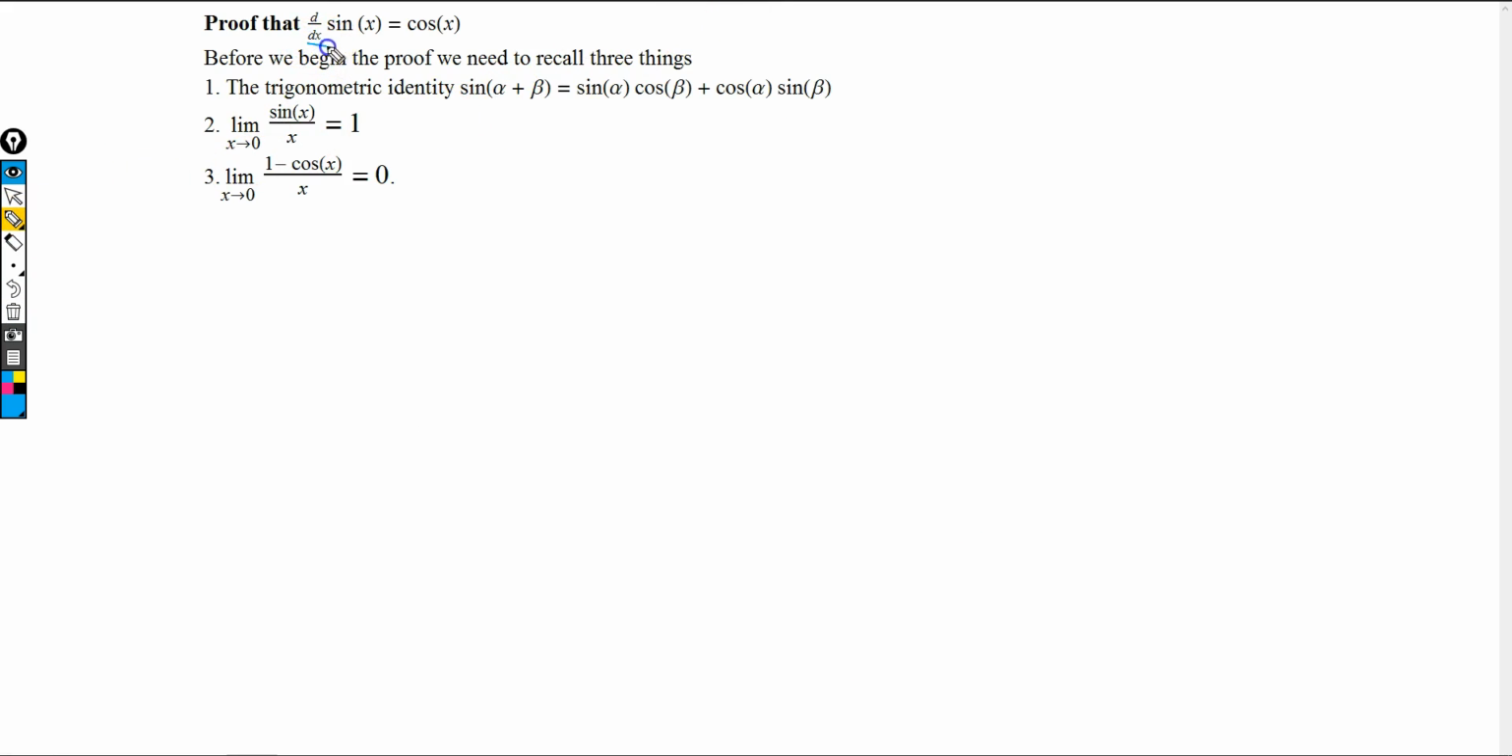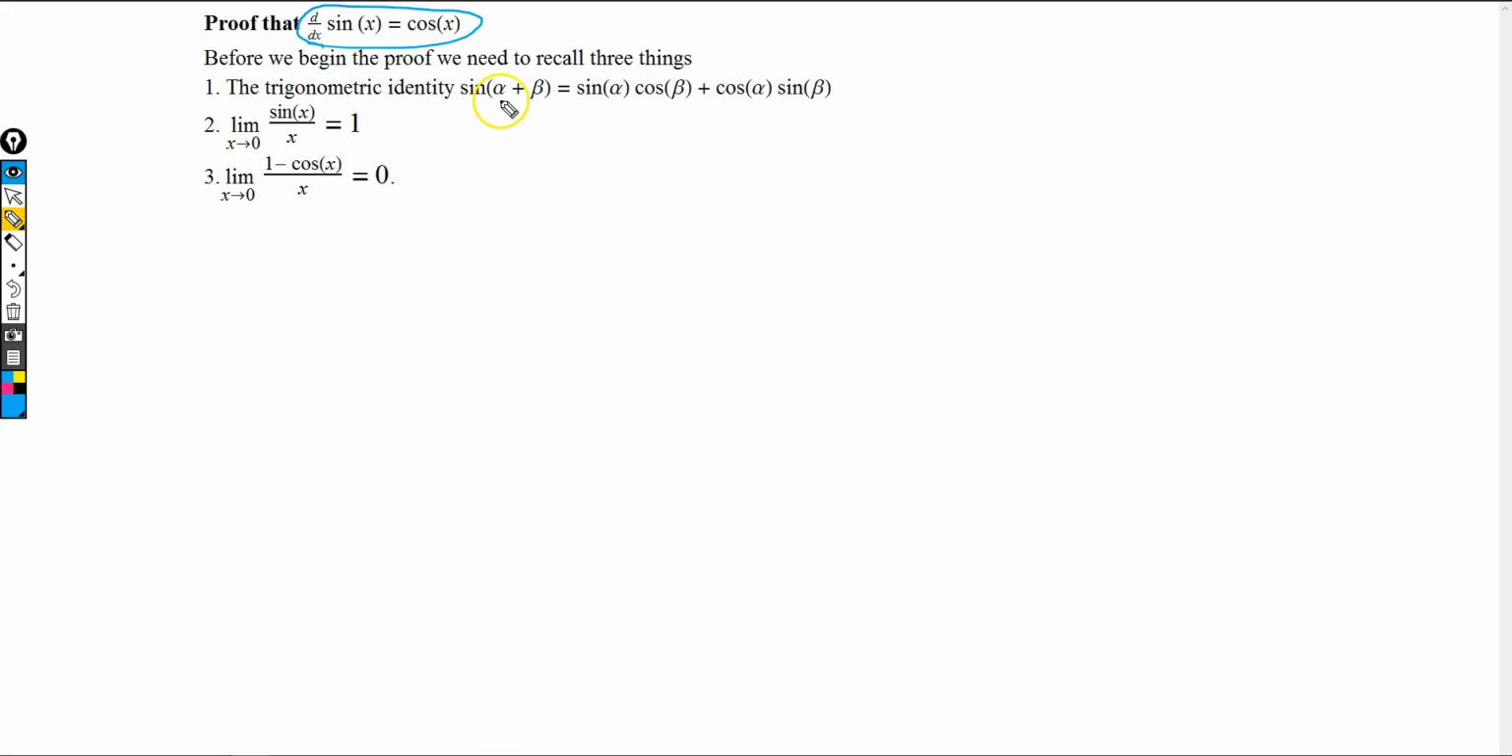So we want to prove that the derivative of sine is cosine. Before we begin, we need to recall some results. Let's remember that we have a trig identity. This one you may not remember, but it's true.